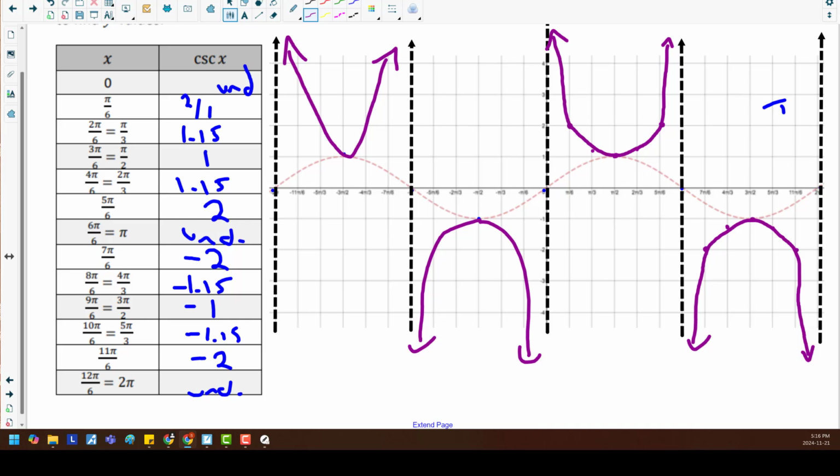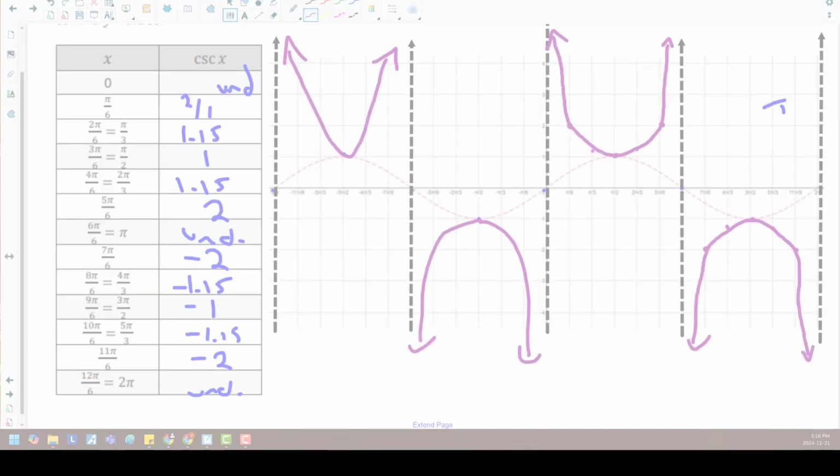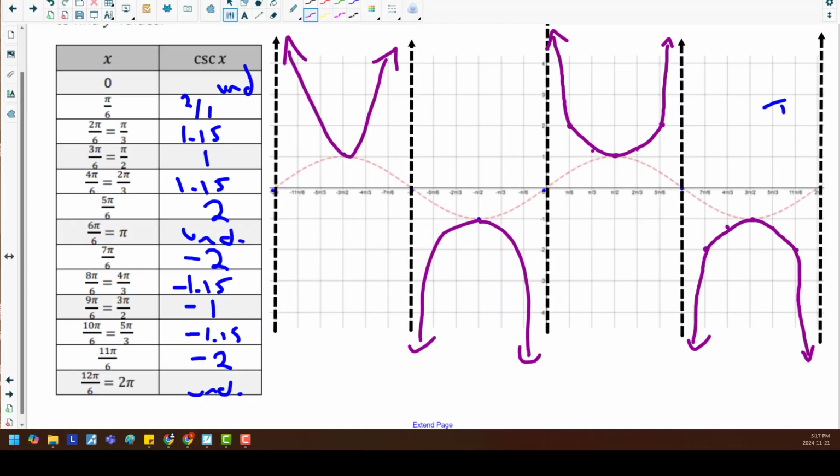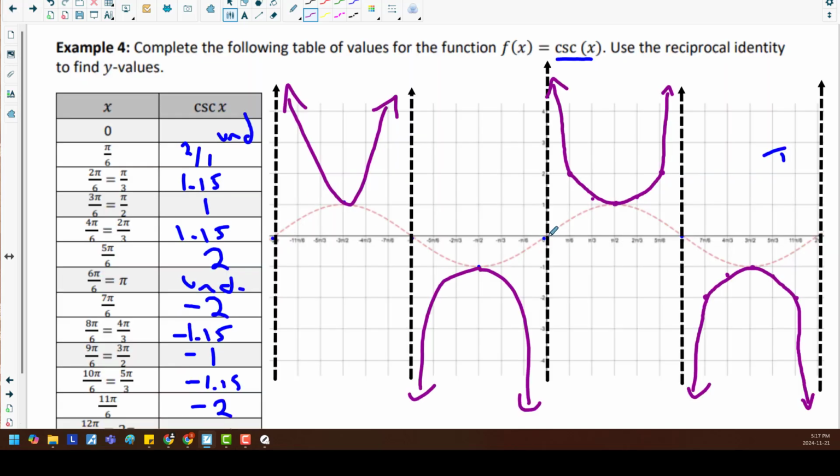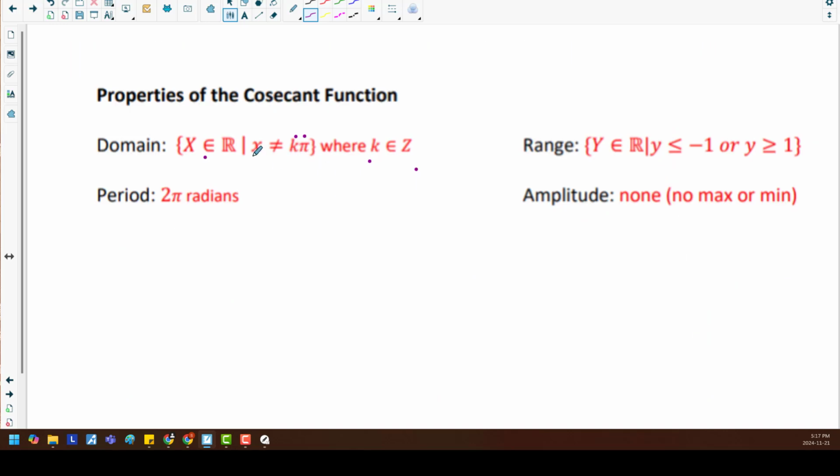And let's see. Let's go over the properties of cosecant x. Domain is x ∈ R because, once again, it goes all the way to the left, all the way to the right. But remember, it can't equal certain points. And those points are x cannot equal k times pi, where k is any integer value. So any multiple of pi, so 0 pi, 1 pi, 2 pi, 3 pi, negative 2 pi, it doesn't exist. So x cannot equal those values.